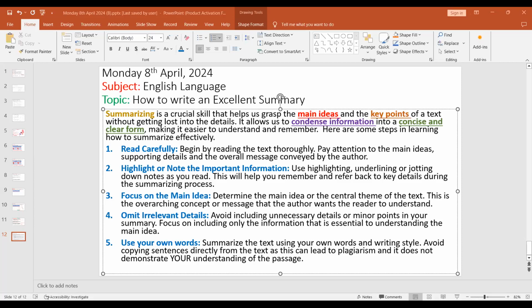All right, and Natalia, are you there? Yes, sir. Give me another step or tip in summarizing. Use your own words. Very good. And Jevin, give me another step in summarizing. Focus on the main idea. Very good.